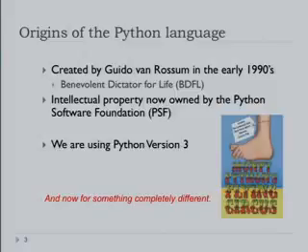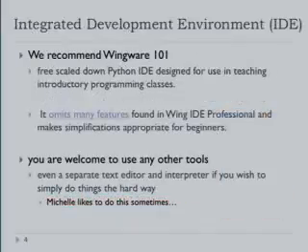The creator Guido van Rossum is now benevolent dictator for life, but Python is actually managed and owned by the Python Software Foundation. Okay, we're using Python version 3, which is rather different to Python version 2, and I'll make that clear. We also are using the integrated development environment, IDE, called Wingware, and you should have been shown this in orientation.